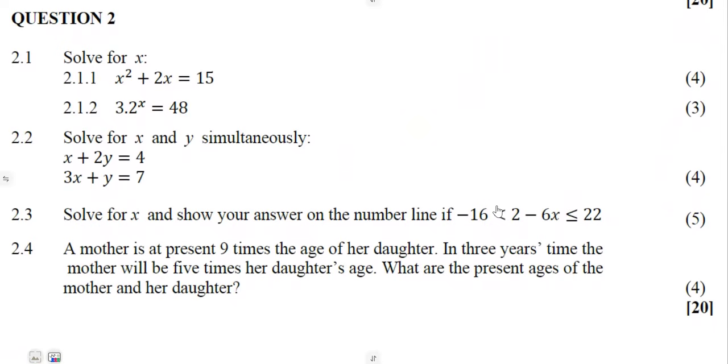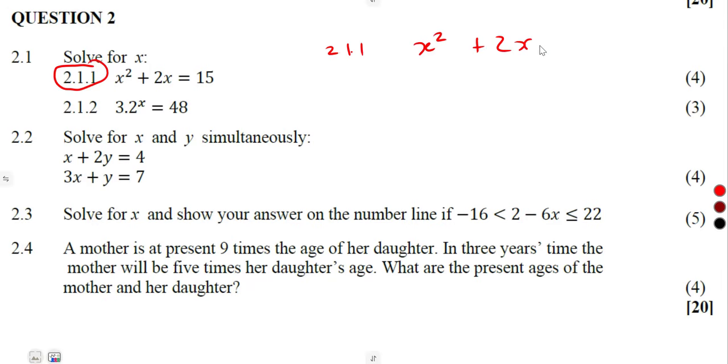Question number 2, solve for x. 2.11, we are given x squared plus 2x, which is equal to 15. This is a quadratic equation. Just take the 15 to the other side. It's going to be a negative.